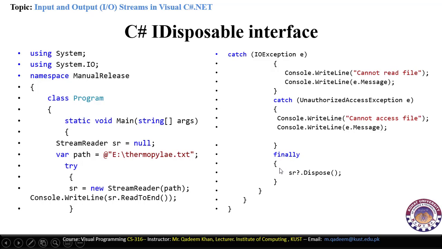And in the finally clause we have sr?.Dispose(). So it will dispose, that means it will close this file. Basically the dispose function is used for deallocation of resources, so that the resources will be disposed here.